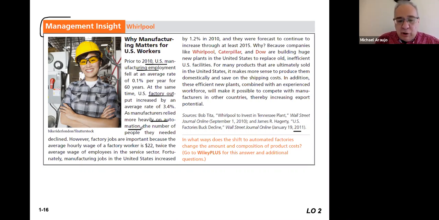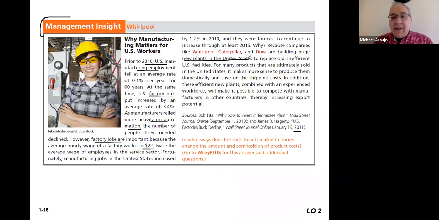So they need fewer workers, but automation is changing it and actually increasing the wages that are there. So factory work is certainly important because the average factory worker makes over $22 an hour, at least at this point in time. It is higher now. And so this is important to remember. As new plants are being built, a lot of these plants are being built in the United States. It's not like we were losing all the jobs; we were just losing some particular jobs.